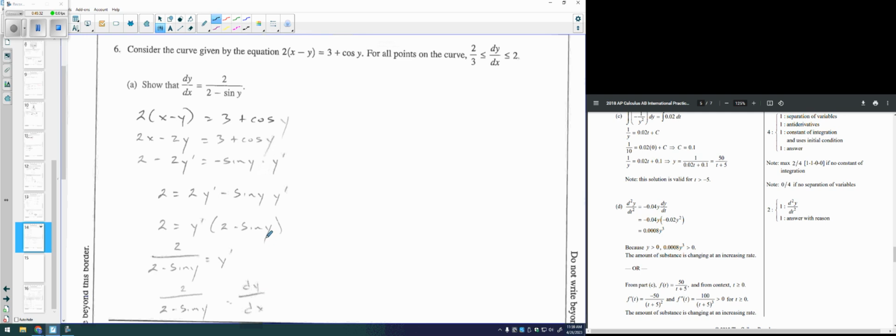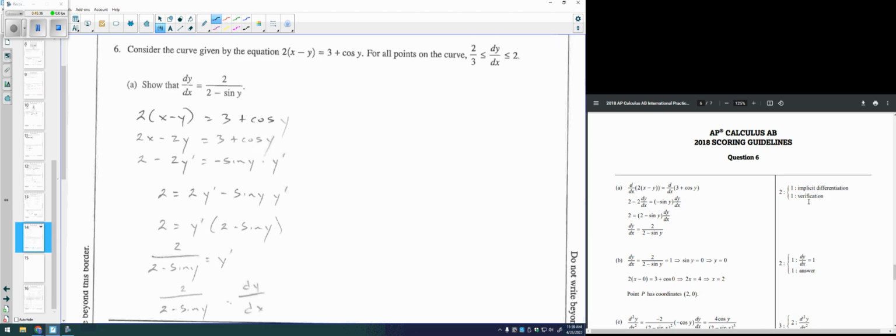So here's my breakdown of points. I get 1 point for doing the correct implicit differentiation. If you got to here, you got a point. And then I get 1 point for doing all this, solving down to here to verify that dy/dx or y prime is equal to that function. Some of you had some weird derivatives and you just wrote dy/dx equals that. No, it had to come from your work. It couldn't just be restated from what we already have here.